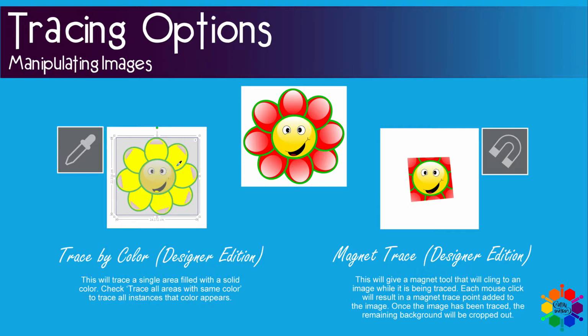Designer Edition and Business Edition have two more options. The first one is trace by color. This will trace a single area filled with a solid color. Also check trace areas with the same color. The second option is magnet trace. This will give a magnet tool that will cling to the image while it's being traced. Each mouse click will result in a magnet trace point added to the image. Once the image has been traced, the remaining background will be cropped out.